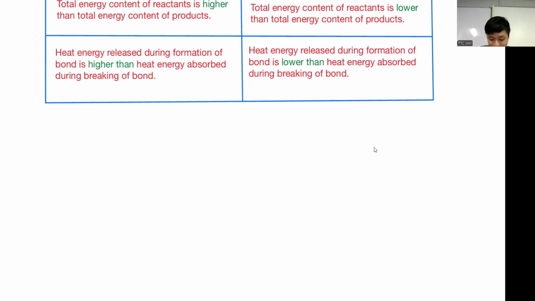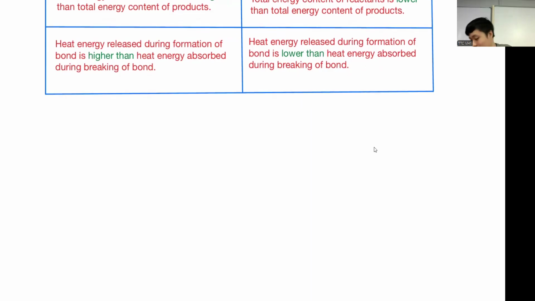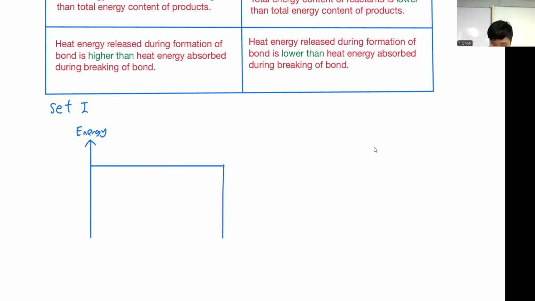I don't know why. And the energy level diagram, set one: y-axis energy, reactant more than product.